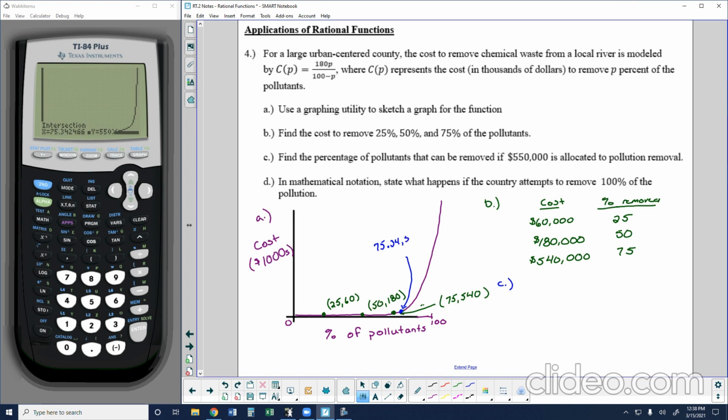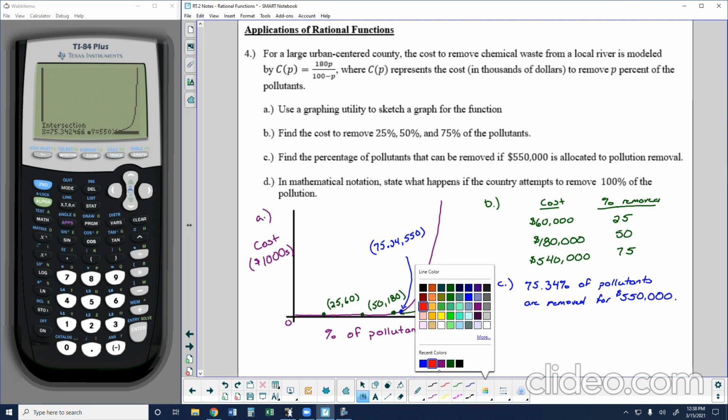75.34 and 550. So 75.34% of pollutants are removed for $550,000. So this time I put my answer in a sentence.